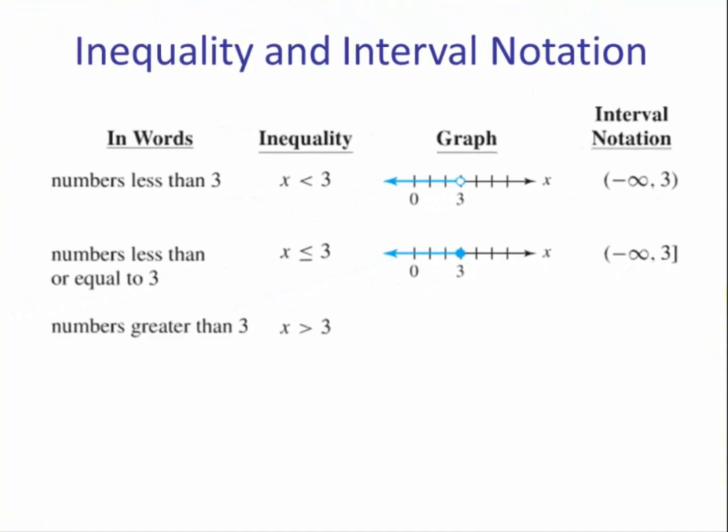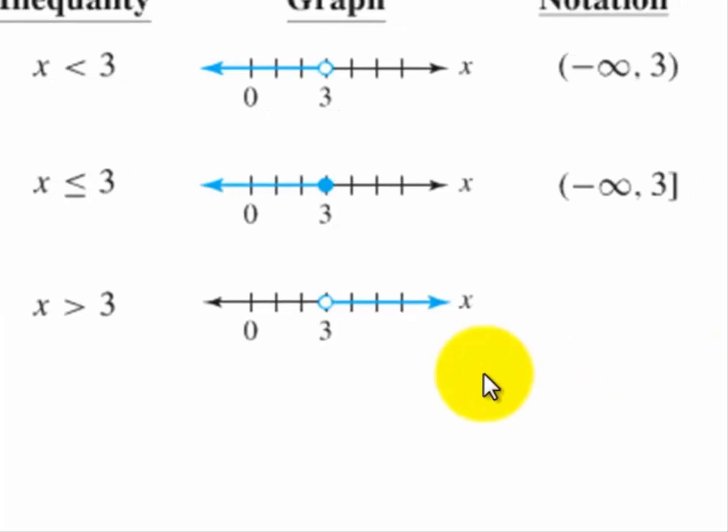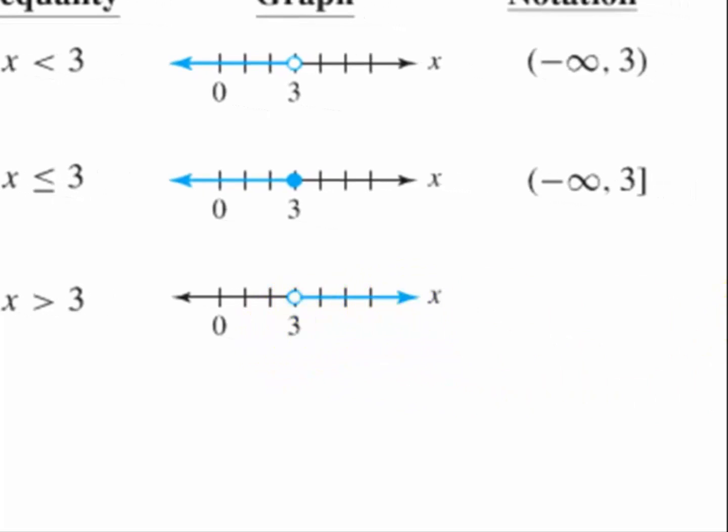Numbers greater than 3 would be x is greater than 3. The graph would look like this. Now it's numbers to the right of 3, but again we have an open circle here because it can't equal 3. With the interval notation, we start with 3 and go to positive infinity. Parenthesis here for the 3 because it can't equal 3. And of course, anytime we have infinity or negative infinity, we can never equal it, so it's always going to be a parenthesis here.